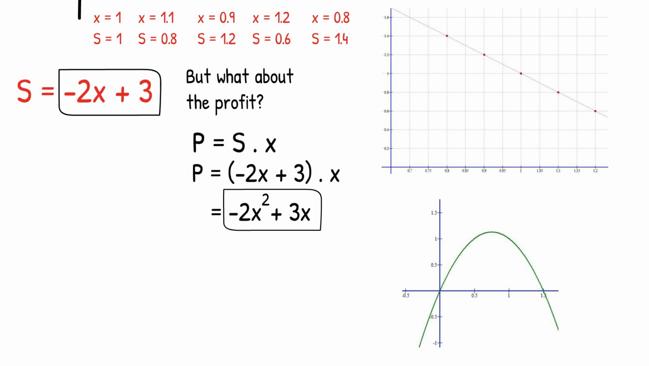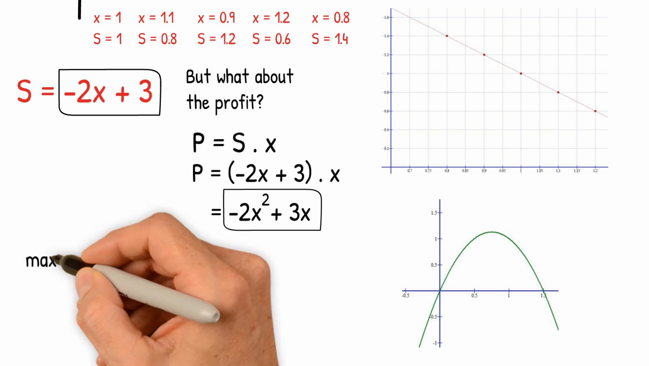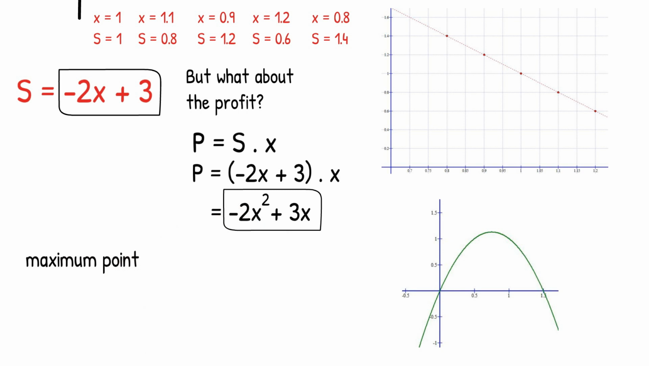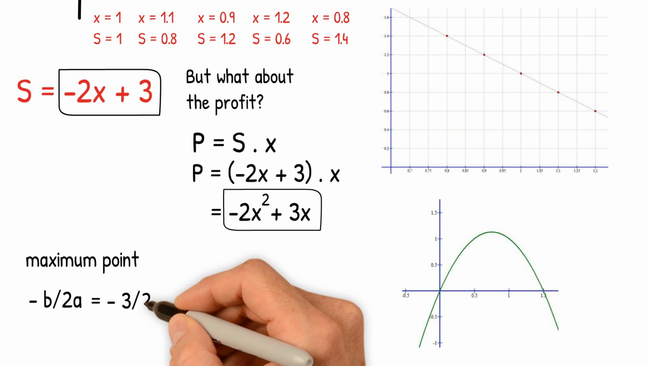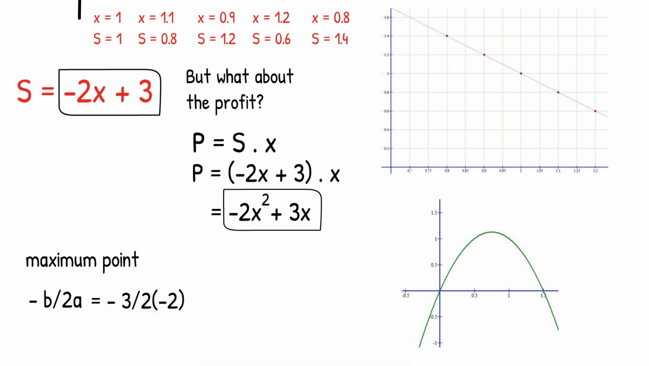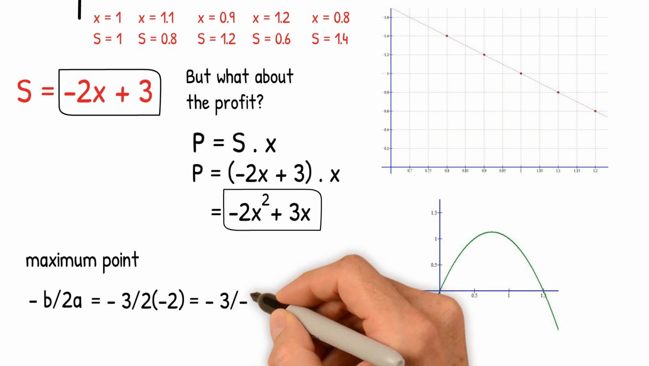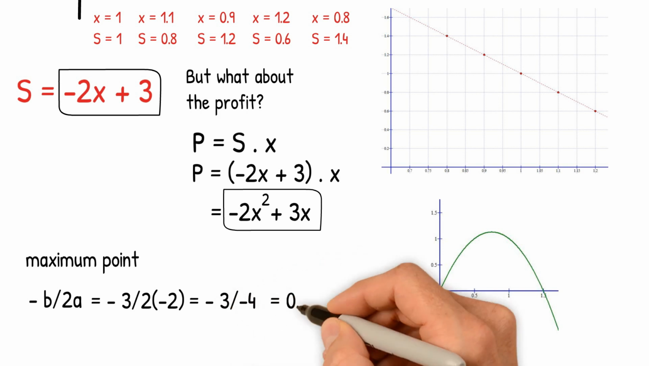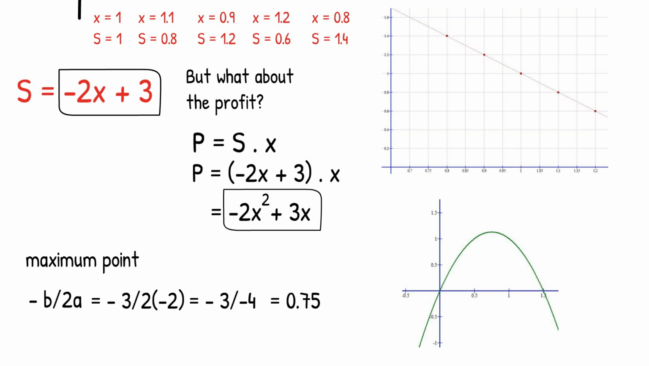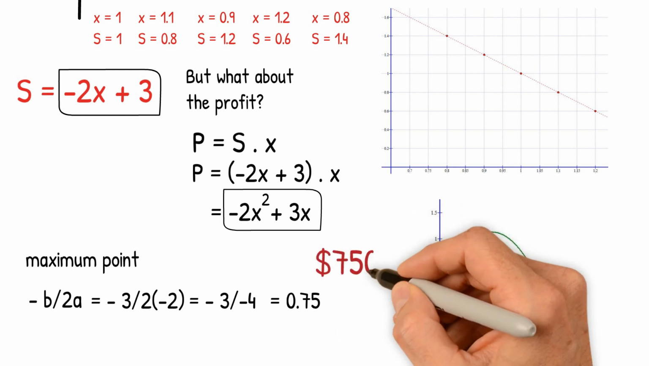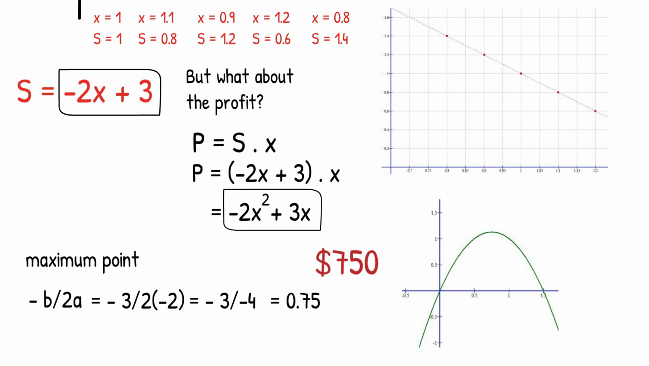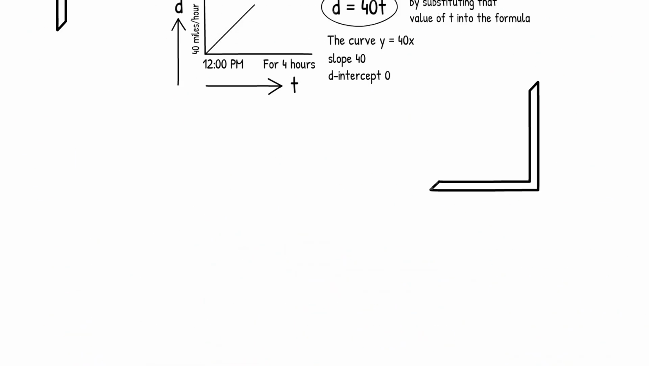Now we know how to find the maximum point of a parabola. It's the turning point, which is at negative b divided by 2a, which in this case is negative 3 divided by 2 times negative 2, which is the same as negative 3 divided by negative 4, which is positive 0.75. This means that the company needs to sell their laptop at about $750 to maximize their total profit based on sales. Let's take a look back at these examples again.